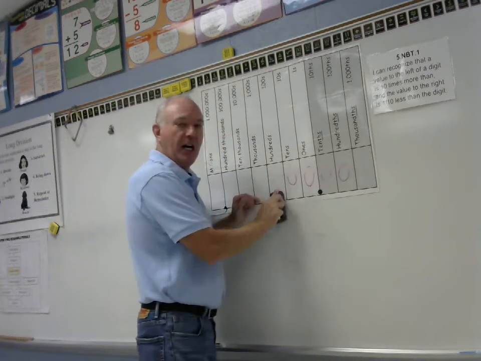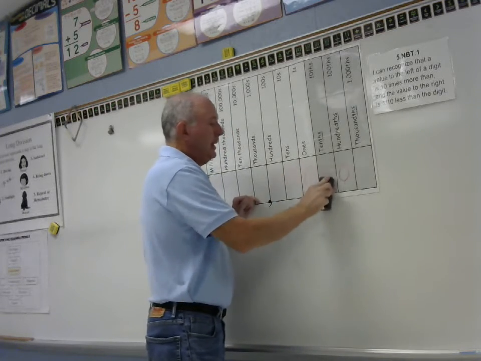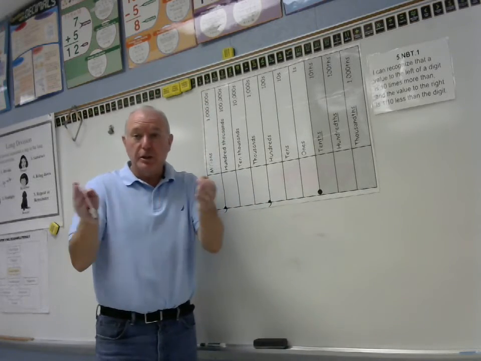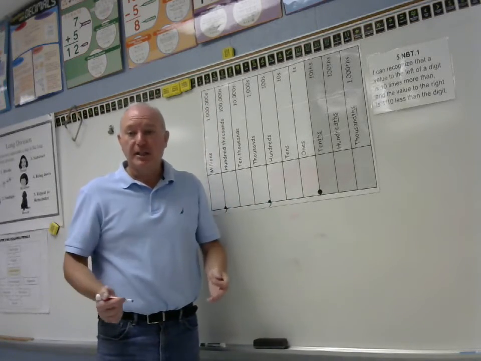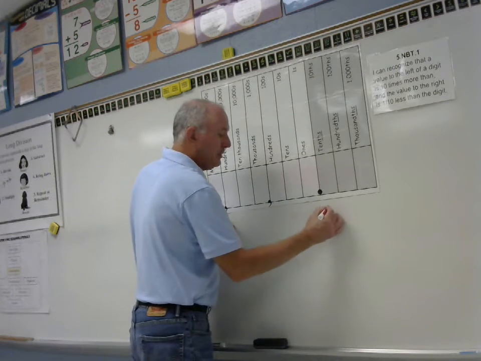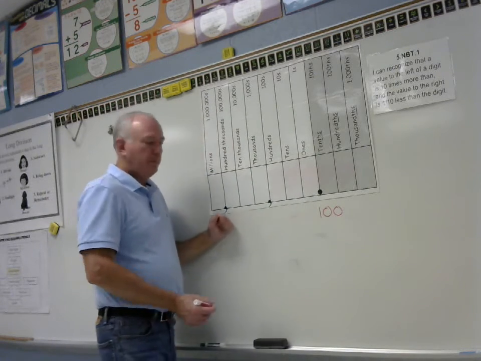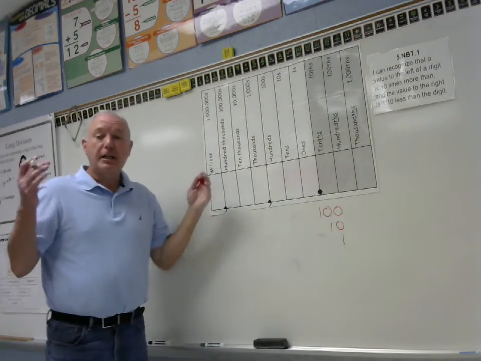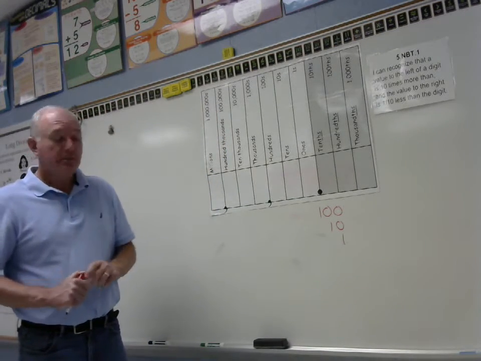Now keep this in mind. You can write 100 with a decimal point, and you can also write 100 without a decimal point, because 100 is 100 whole units. So 100 can be like this, just like 10 can be like this, just like 1 can be like that. We can write all of those without a decimal point.